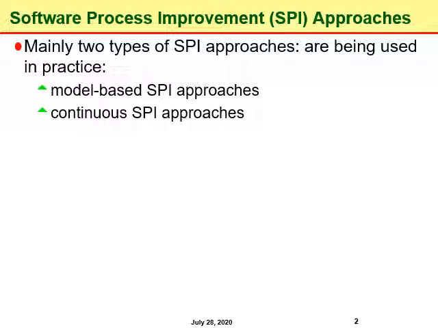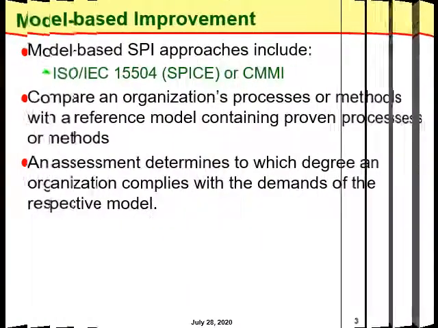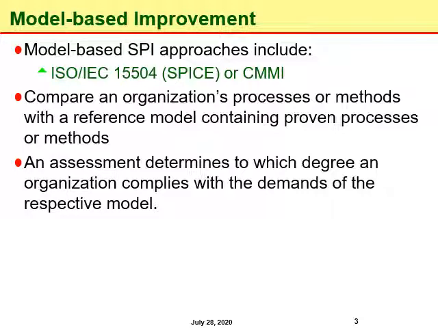These approaches will be discussed in this lecture, and they mainly include model-based software process improvement approaches. They are also known as problem-oriented approaches or top-down approaches. And the second type is continuous approaches, also called solution-oriented approaches or bottom-up approaches. In the upcoming slides, we will discuss these approaches. We first discuss the model-based improvement approaches.